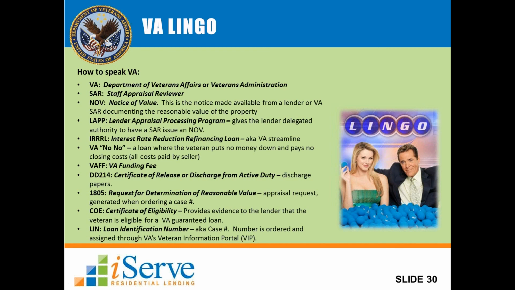See, love those acronyms. We talked about EARL. Didn't really talk about a VA no-no. We talked about how, of course, borrower doesn't have to put any down payment, and the seller can pick up any and all closing costs, hence the term VA no-no. No down payment, no closing costs. If you ever see VAFF, that's VA funding fee. Our DD 214 is our certificate of release or discharge. 1805, we just went over that for our appraisal request. COE, certificate of eligibility, and our LIN, loan identification number. Now you should be able to speak VA.